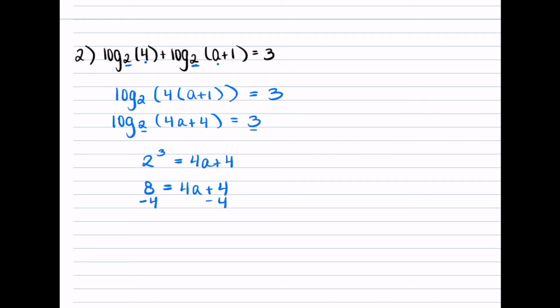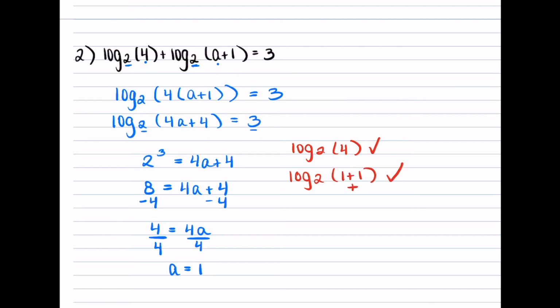Let's subtract 4 from both sides. We get 4 equals 4a. Divide by 4 from both sides to isolate a. And we have a equals 1. But we're also still not done because we need to check. So let's plug in 1 for both of these logs. The first one, there is nothing really to plug in, so that checks off. And the second one, plug a in as 1. Because this is a positive number, this also checks off. So our final answer is a equals 1.